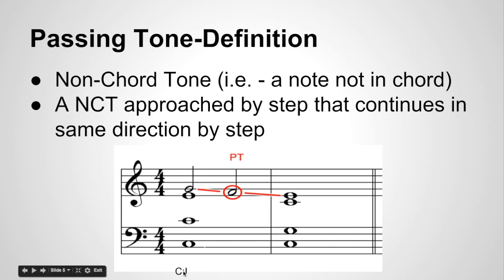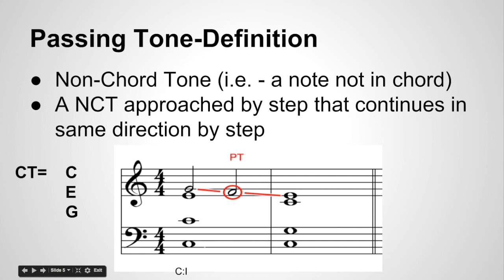We are in the key of C. We have a 1 chord, C, E, and G. And it stays on C, G, C, and E here. So we have two 1 chords. Every note in this example is in the chord except this F. F is not in the 1 chord in the key of C. Now notice that F is approached. In other words, it comes from a step, and then it continues in a step in the same direction.